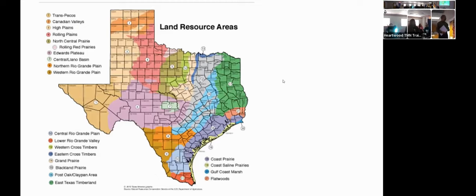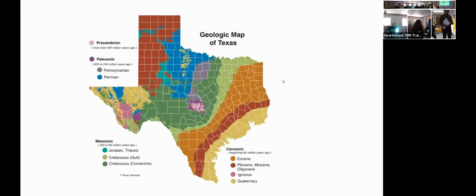There we go. Land resource areas. Okay, so I have a question. The slide that you showed of Texas. Now, does the ecoregion map follow this pretty closely? Because of the soils. Yes, they're involved with the geology.